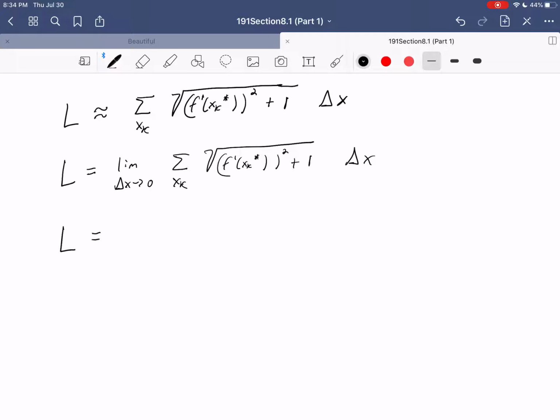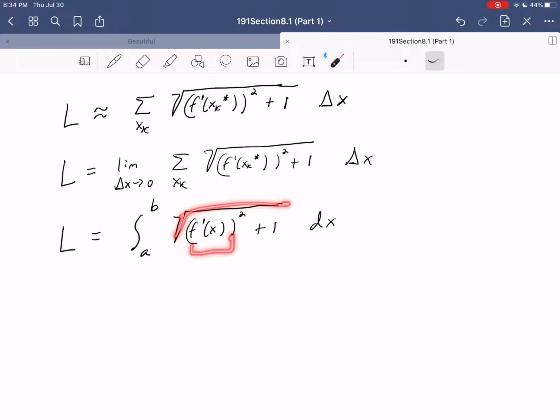We can say that the length here is going to be the integral from a to b, because that's the bounds of our interval here, of the square root of f prime of x squared plus 1 dx. So in other words, to determine the length of a curve, you integrate from a to b the square root of the derivative of the curve squared plus 1 dx.